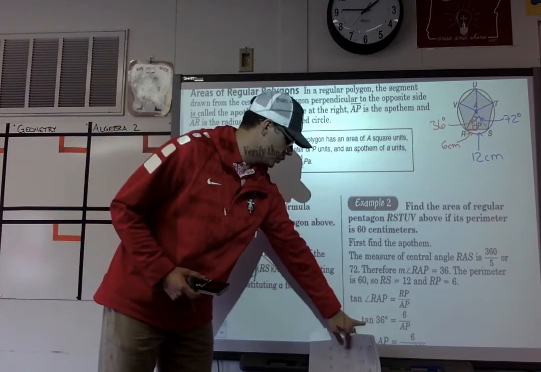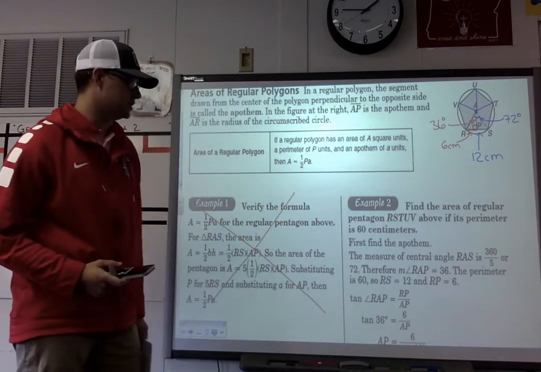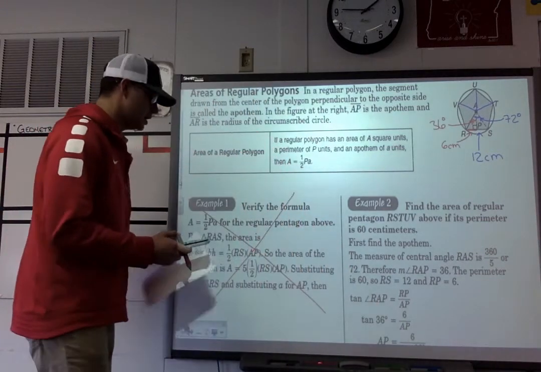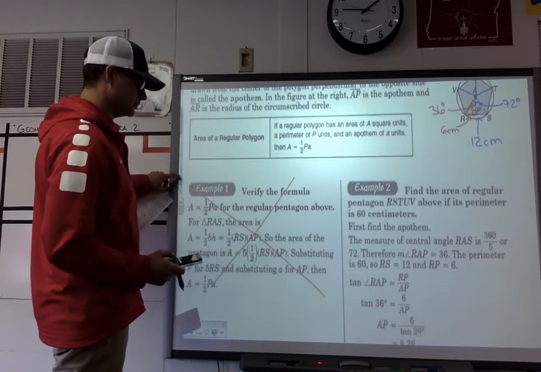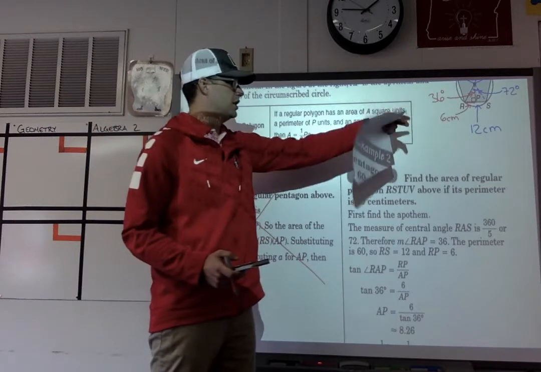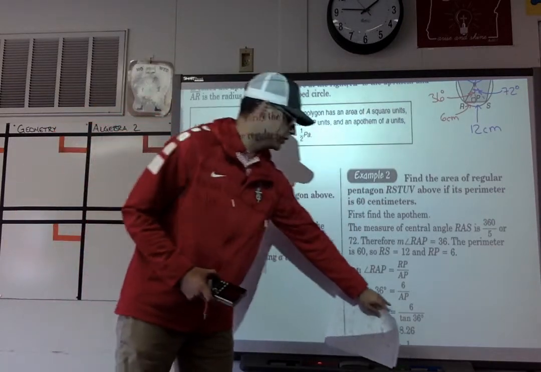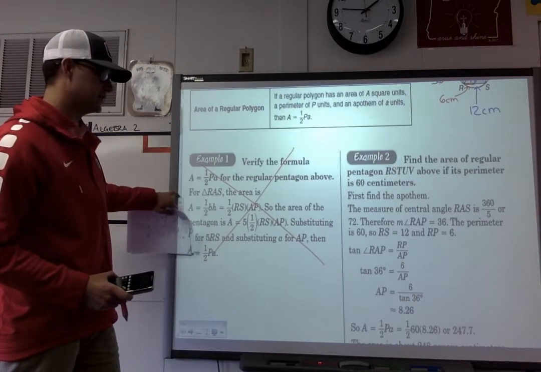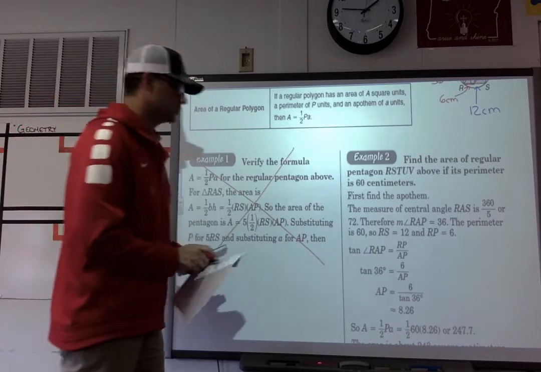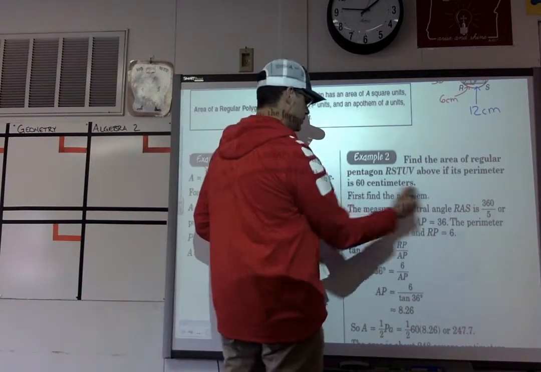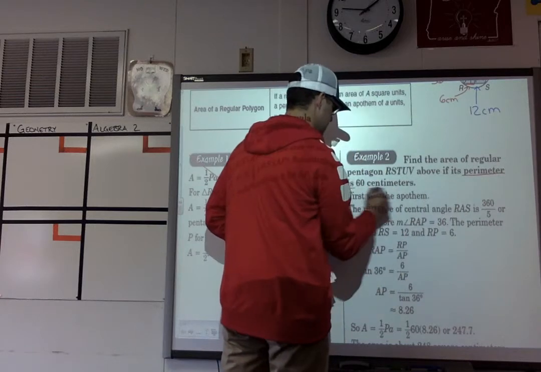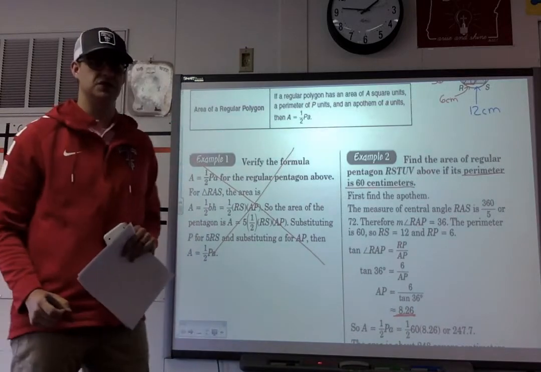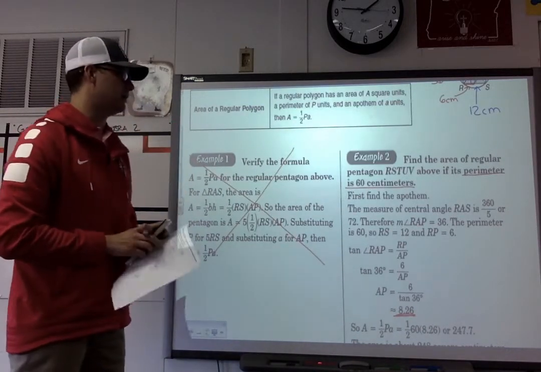So that's where we have here the tangent of 36 degrees is equal to 6 over AP, or you could plug in x there. So then that means that AP, or x, the apothem that we're trying to solve for, is going to be 6 divided by the tangent of 36, which gives us 8.26. So now we know they told us that the perimeter is 60 centimeters. We just came up with the apothem of 8.26. That's the hard part, is finding the apothem.